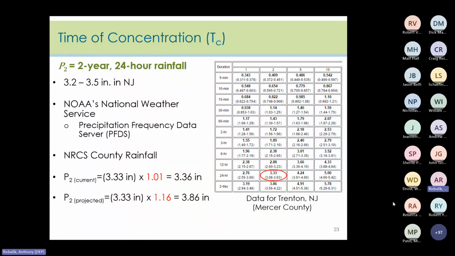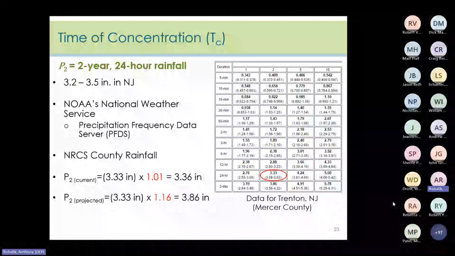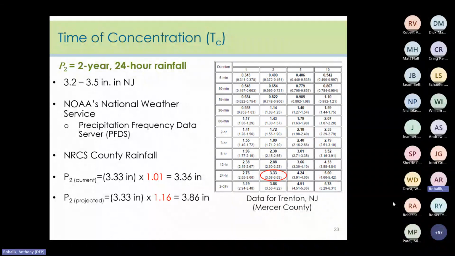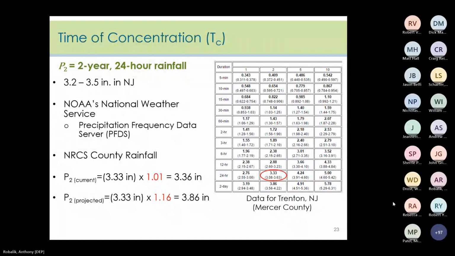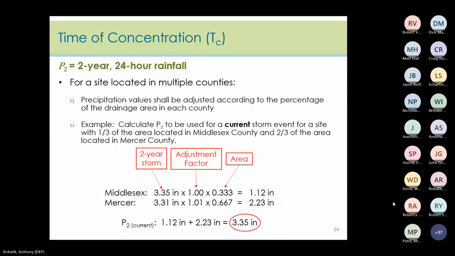So since the site we're looking at in this example is in Trenton, we would look up the current precipitation adjustment factor and future precipitation change factor for Mercer County, which happens to be 1.01 and 1.16 respectively. And that results in a P2 of 3.36 inches for current storm events and 3.86 inches for projected storm events. So that's how we calculate P2 for a site that is located within a single county, which are most sites.